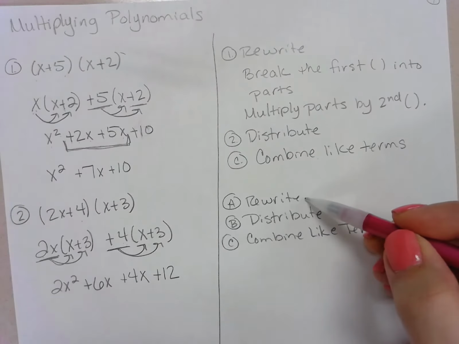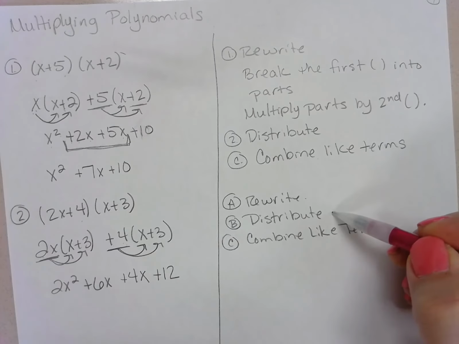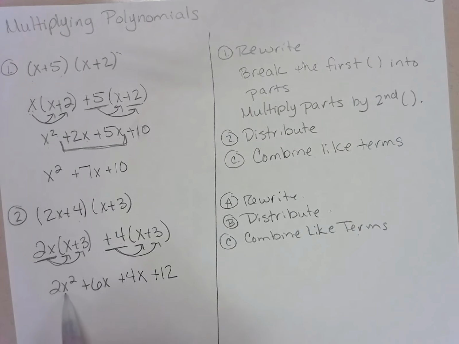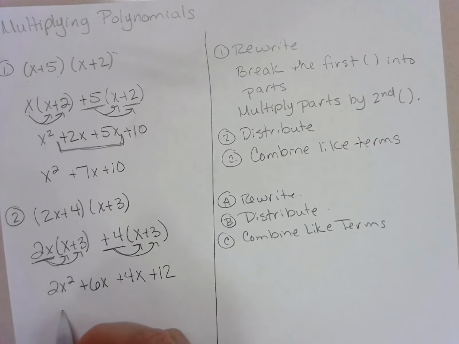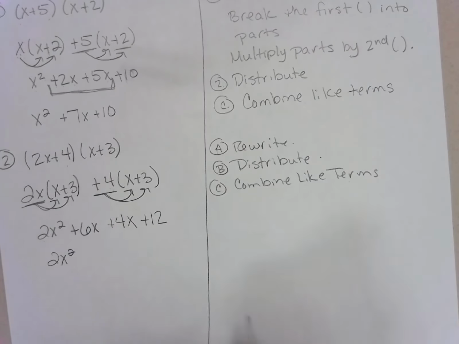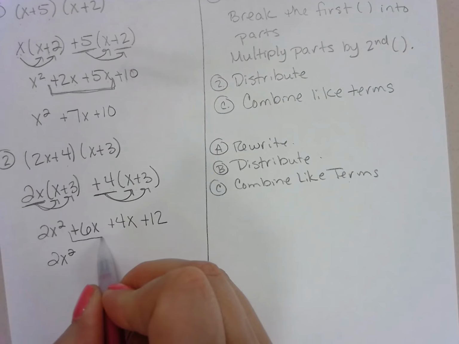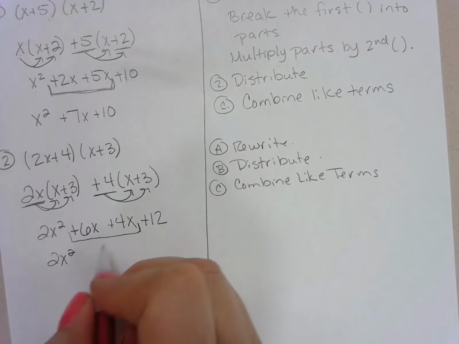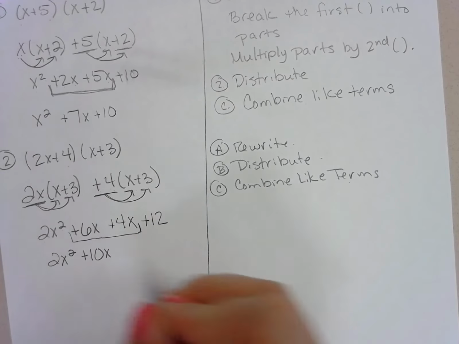So we rewrote the problem, we did the distribution, and now we want to combine like terms. I like to start at the beginning. I have 2x squared, don't have any other x squareds in my problem, so 2x squared goes in my answer. Then I have a 6x and a positive 4x, so those I'm going to combine together. 6x plus 4x is positive 10x.